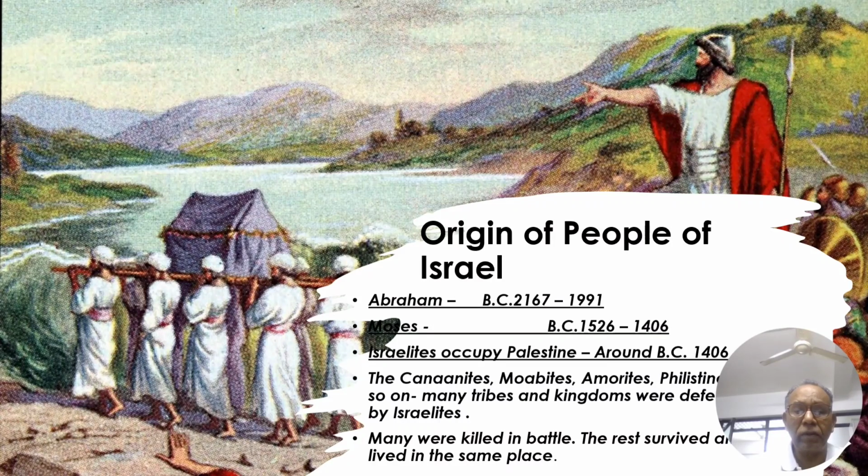Origin of people of Israel. Abraham BC 2167 to 1991. Moses BC 1526 to 1406. The people of Israel occupied Palestine around BC 1406. The Canaanites, Moabites, Amorites, Philistines, and so on, many tribes and kingdoms were defeated by the Israelites. Many were killed in battle, the rest survived, and they lived in the same place.